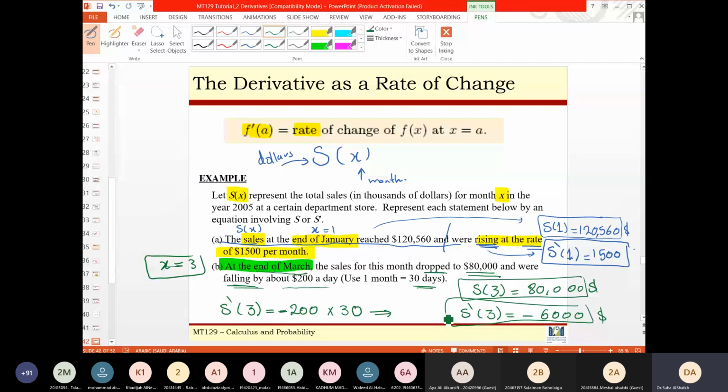Minus because it's falling. You remember when we talked about a straight line? A line rising up is positive. A line falling down is negative. The rate of change is negative.